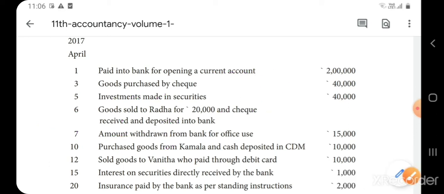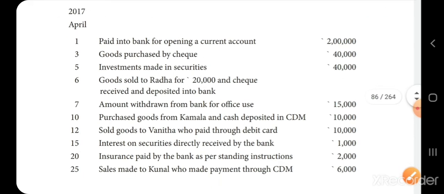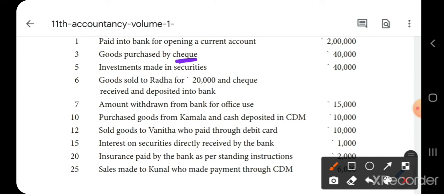Okay. Now, goods purchased by check. Check means bank transaction. When you purchase goods, what happens? Debit what comes in. The goods are coming in. So you debit purchase account. And you are making the payment by check. So you credit the bank account. Okay, credit the giver. The entry will be purchase account debtor to bank account.